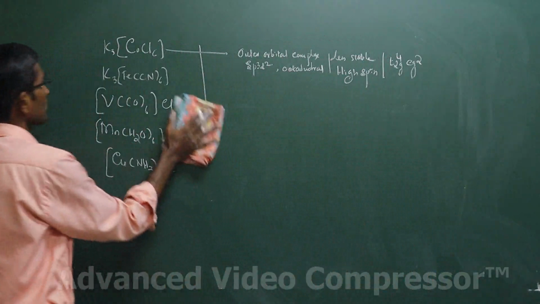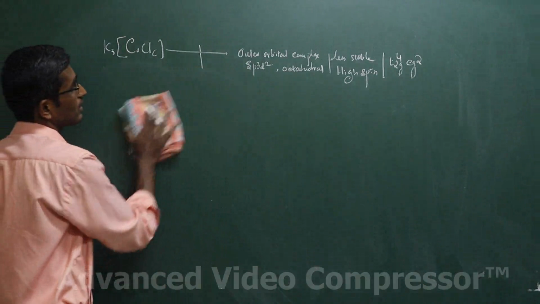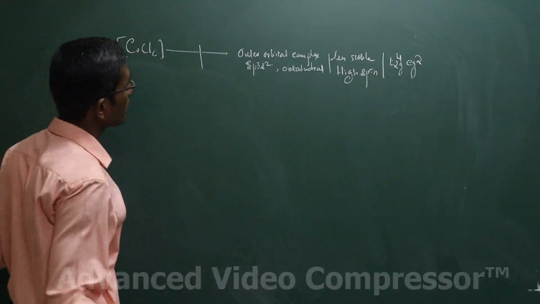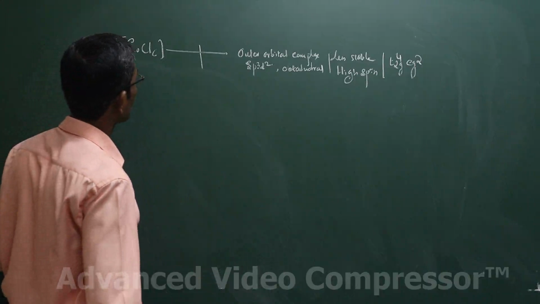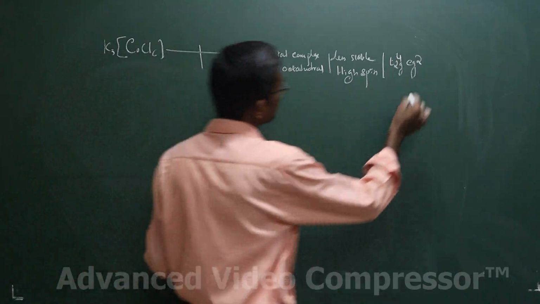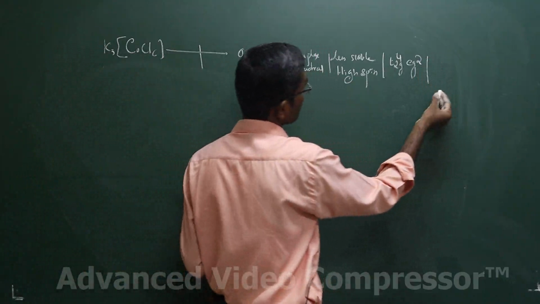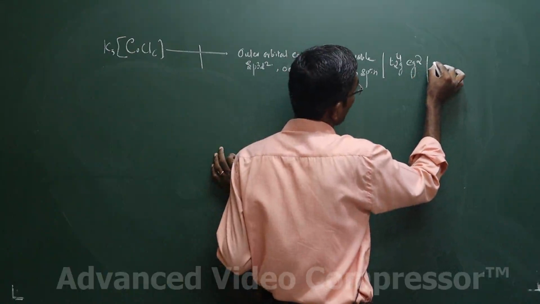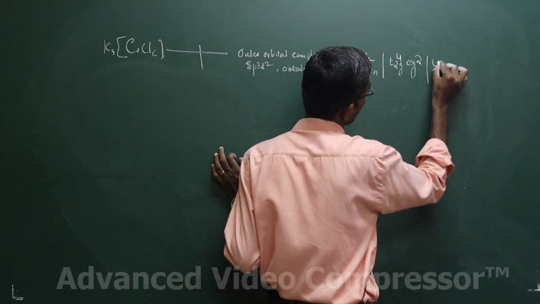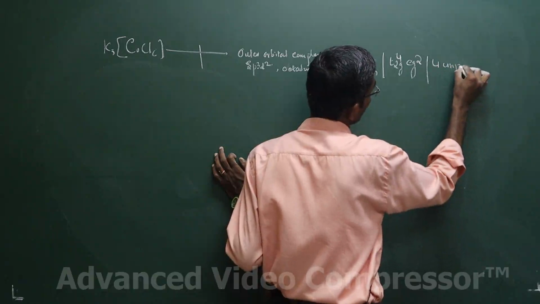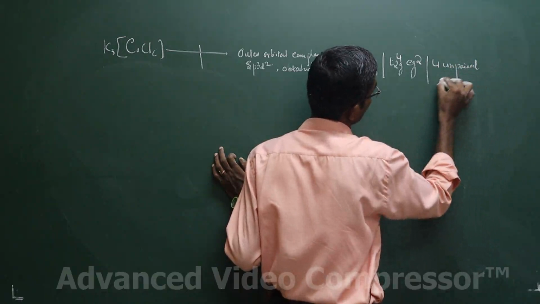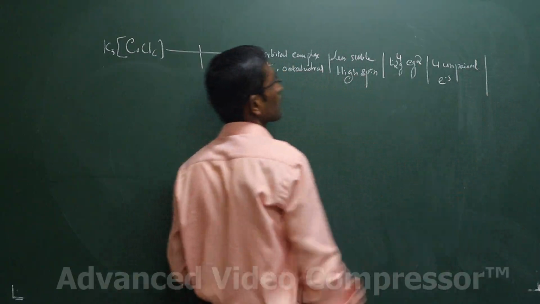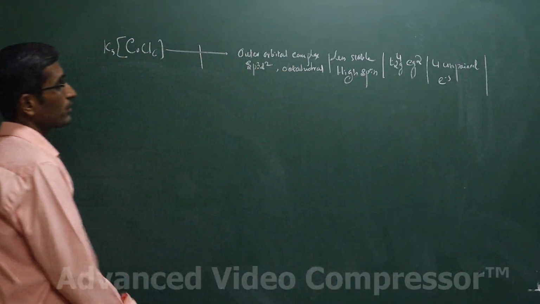So if someone asks how many unpaired electrons this complex has, we'll do one thing, we'll take one by one. We'll dictate everything for one complex, then we'll go for the next complex. T2g4, eg2. So this is the electronic configuration of the complex. And how many unpaired electrons are there? 4 unpaired electrons we have for this particular complex.